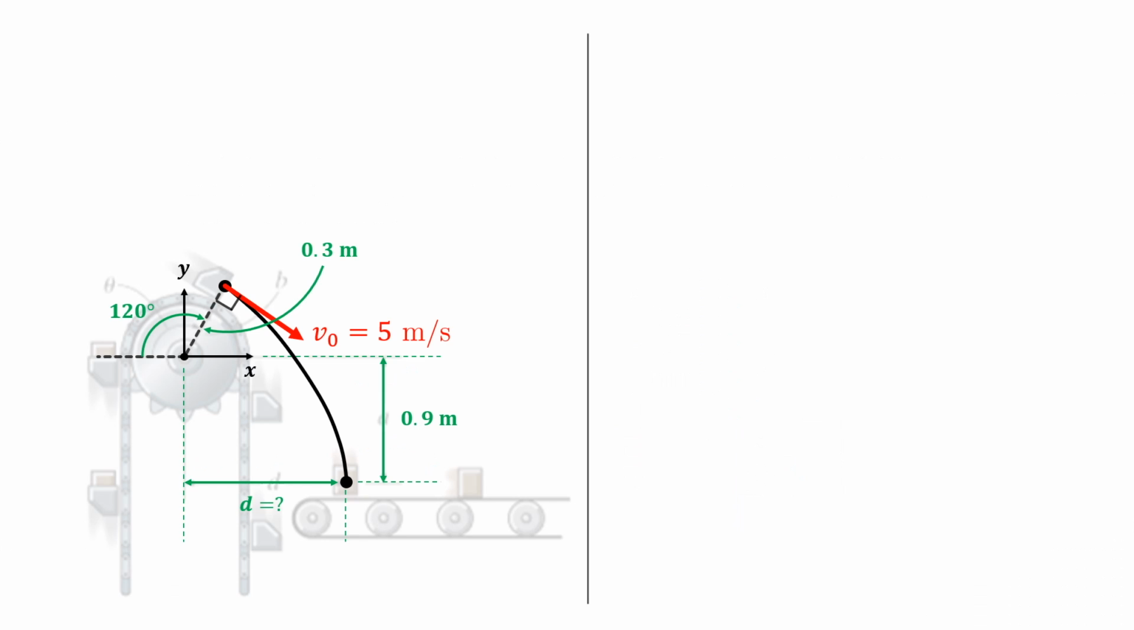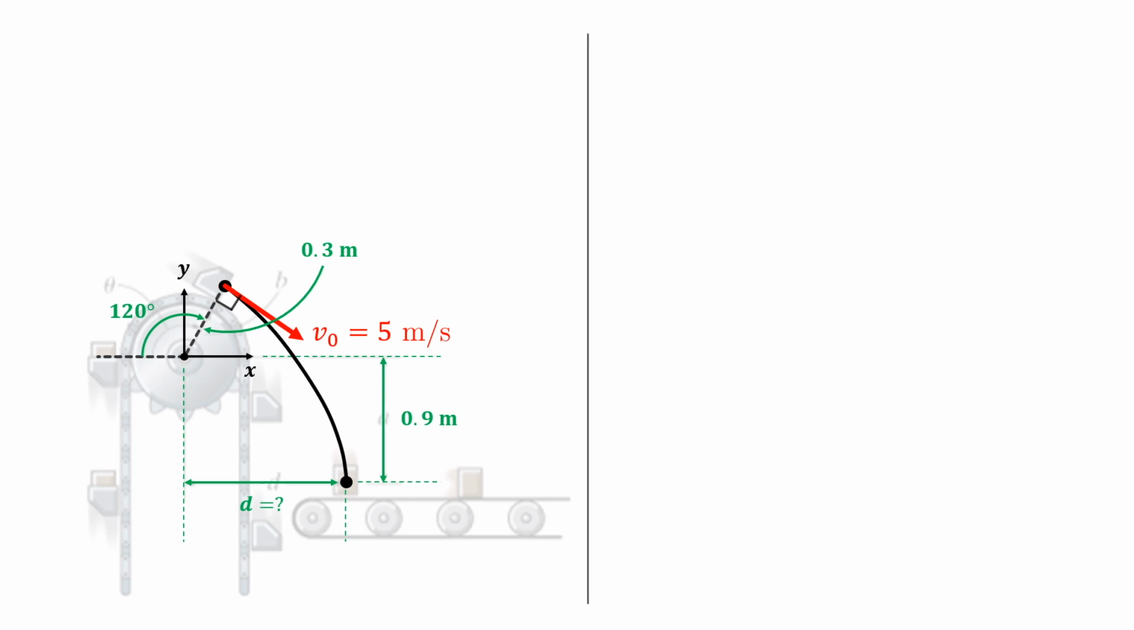Remember that we always want to think in terms of horizontal and vertical axes. Let's use the center of the gear as a reference point for our coordinate system. X will be positive rightwards, and Y will be positive upwards. This problem gives us the initial velocity in both magnitude and direction. It starts out moving at 5 meters per second at an angle of 30 degrees below the horizontal, and after falling for a while, it hits the lower conveyor.